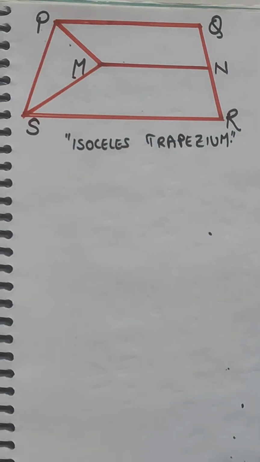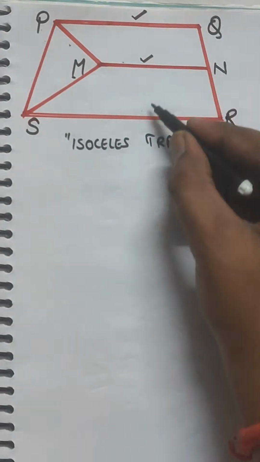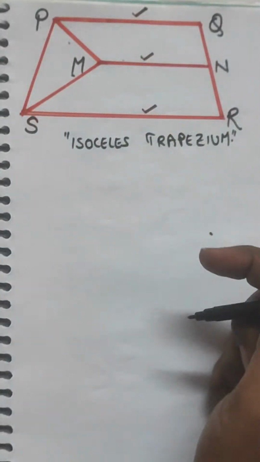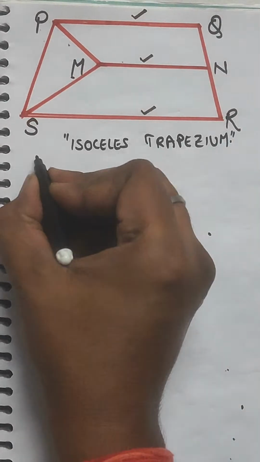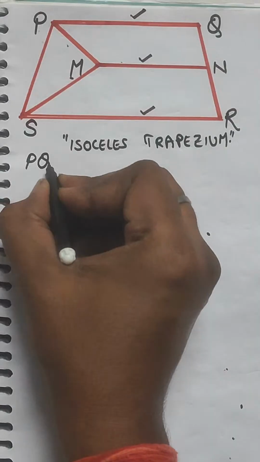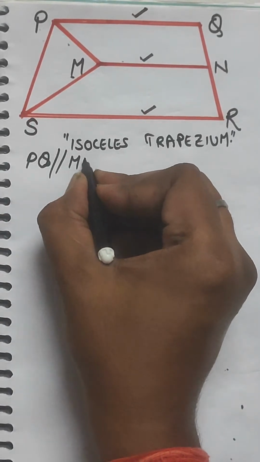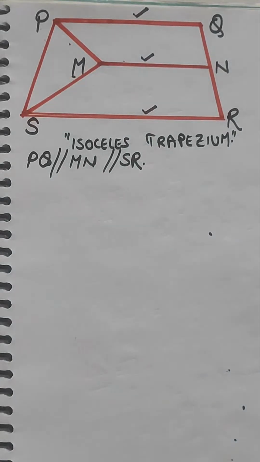Now it's also given that PQ parallel to MN parallel to SR. All these three lines are parallel to each other, right? So I'm writing PQ parallel to MN parallel to SR. I'm writing the data given in the question.